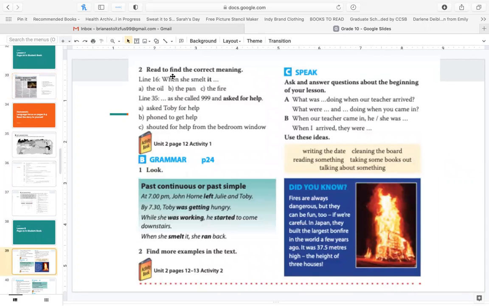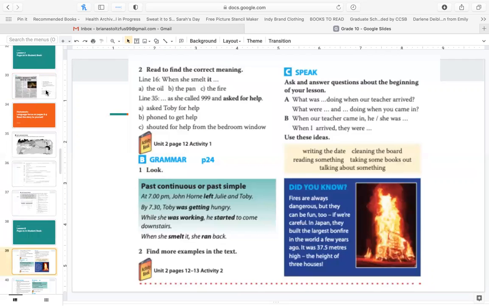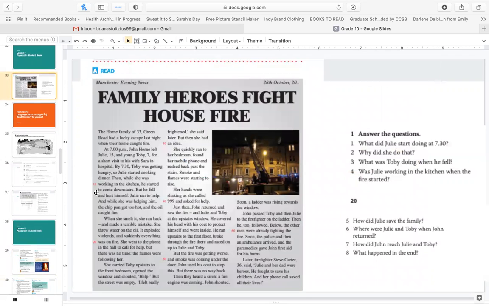Here it says, read to find the correct meaning. So let's look at line 16 in the story. It says, when she smelt it. What is it referring to? The oil, the pan, or the fire? Take a look at line 16. Here it says, when she smelt it, she ran back and made a terrible mistake.